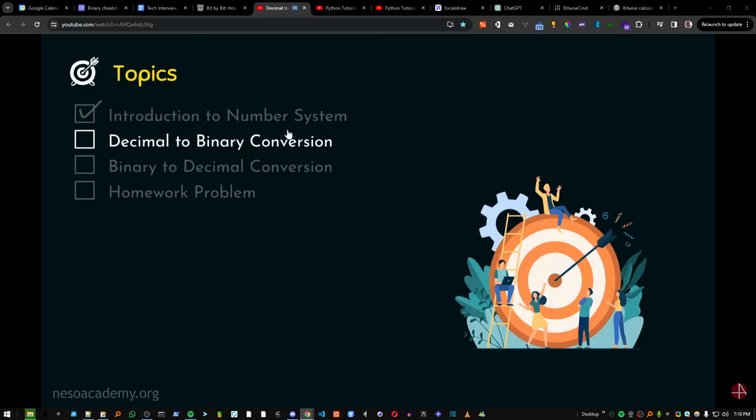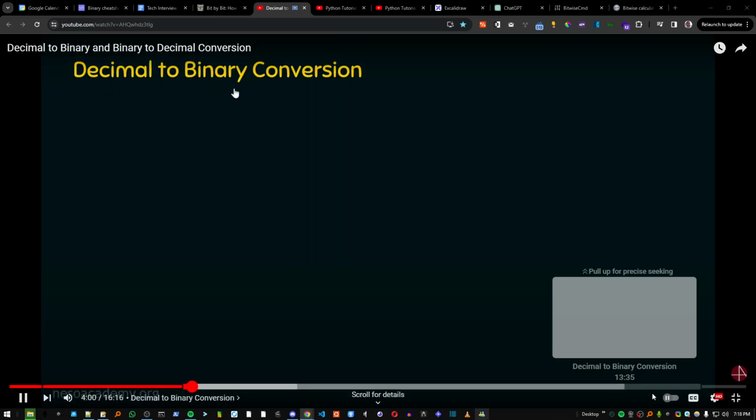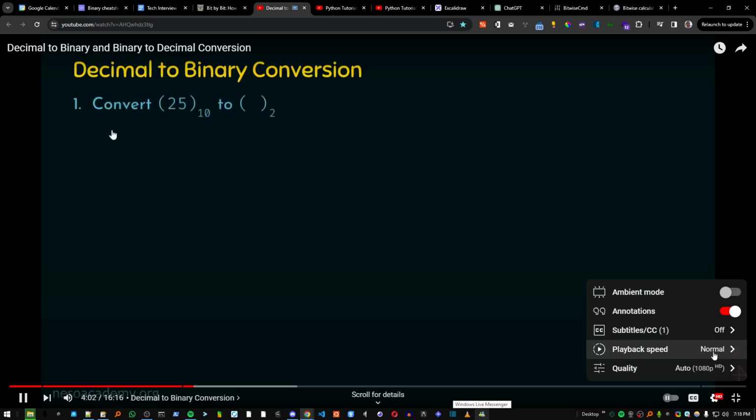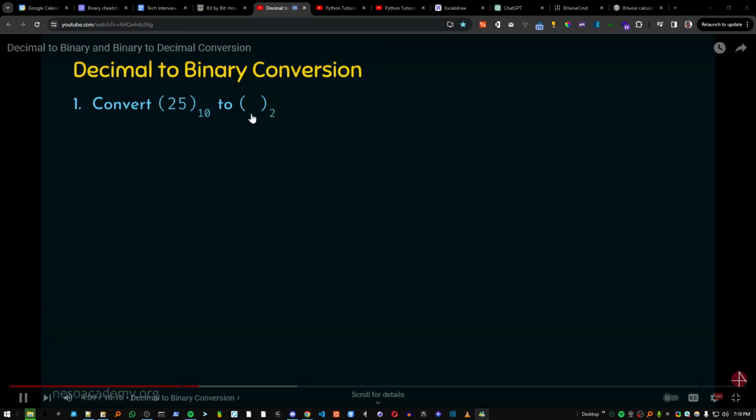Now let's see how to convert a decimal number to a binary number. Instead of going through a lot of theory, I will give you one example, and with the help of the example, we will then try to understand how to convert a decimal number to a binary number. So let's consider one simple example. Here we need to convert this decimal number 25 to an equivalent binary number.